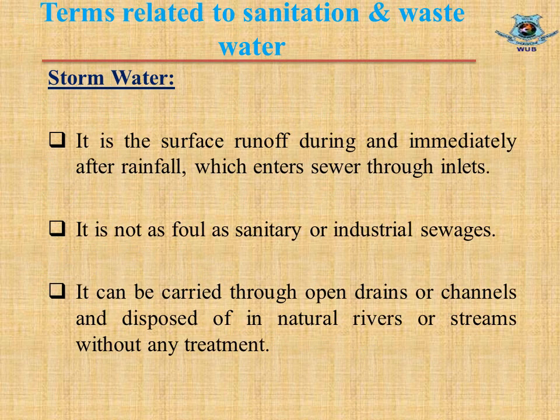Stormwater. It is the surface runoff during and immediately after rainfall, which enters sewers through inlets. It is not as foul as sanitary or industrial sewage, as we know that rainwater, that means stormwater, is more or less pure. Then it can be carried out through open drains or channels and disposed of in natural rivers or streams without any treatment, as the water is almost pure.